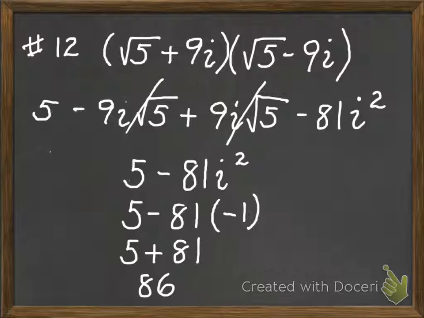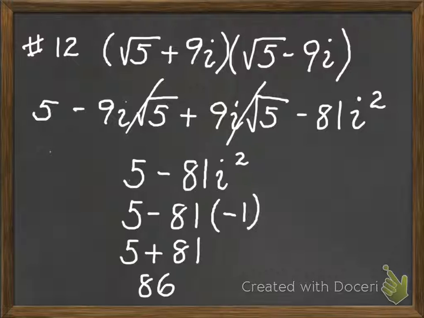Okay, then the first times the second. We have the square root of 5 times negative 9i. Well, we write negative 9i times the square root of 5. And the second term times the first term, we have 9i times the square root of 5. But this time it's plus.